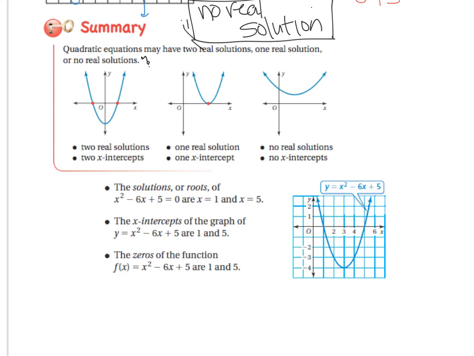Down here in this bottom section, I want to just point out some vocabulary. There are a lot of words that mean the same thing. We've got solutions, roots, x-intercepts, and zeros. Those are all words that we've used before that represent the same thing, and what it means is where the graph is crossing on the x-axis.